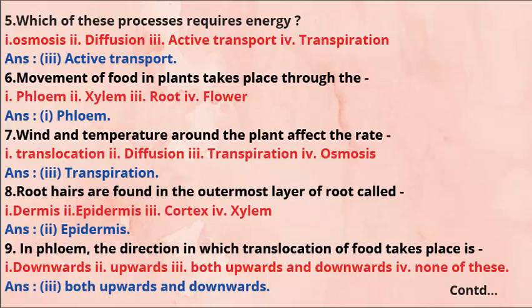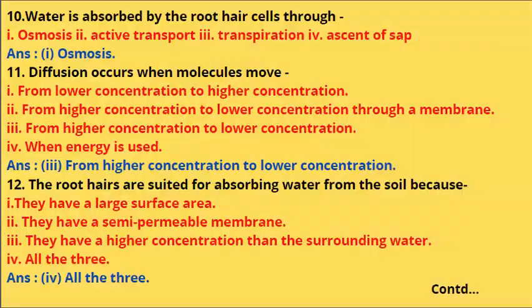Number 9. In phloem, the direction in which translocation of food takes place is number 1, downwards. Number 2, upwards. Number 3, both upwards and downwards. Number 4, none of these. Answer is both upwards and downwards because phloem has to distribute the prepared food to the different parts of the plant from the leaves, which act as the kitchen for the plant, and it prepares the food over there. So the answer will be both upwards and downwards.